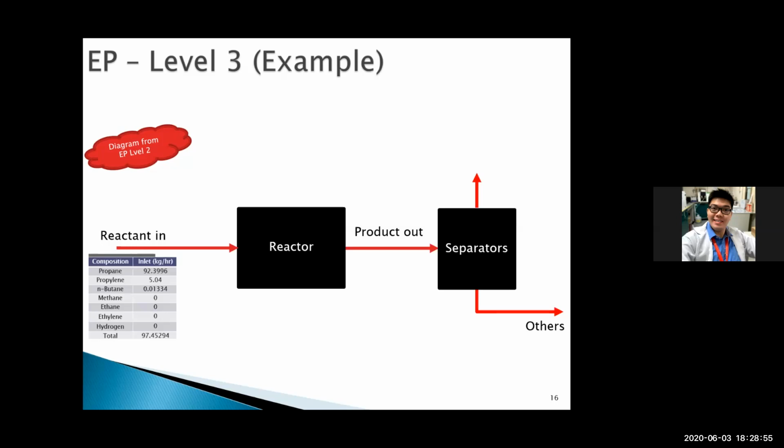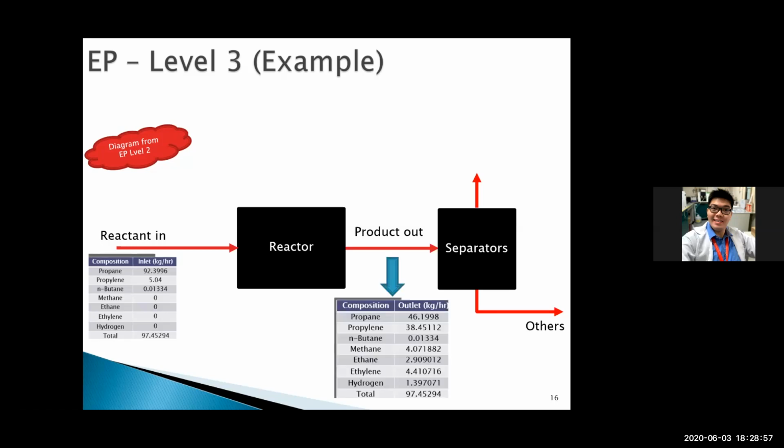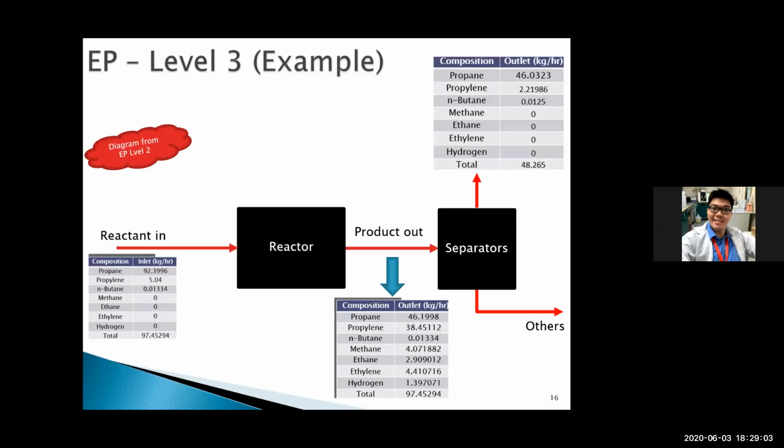So the reactant in has the following composition, and the product out has the following composition, as we determined earlier. And after you do all the separators from the product out, you will have the recycling stream, the one that you desire. From here, my recycling stream consists of propane, propylene, and butane. The rest will be my product.